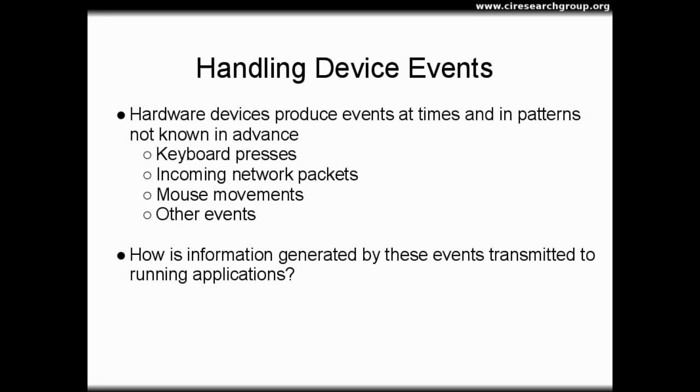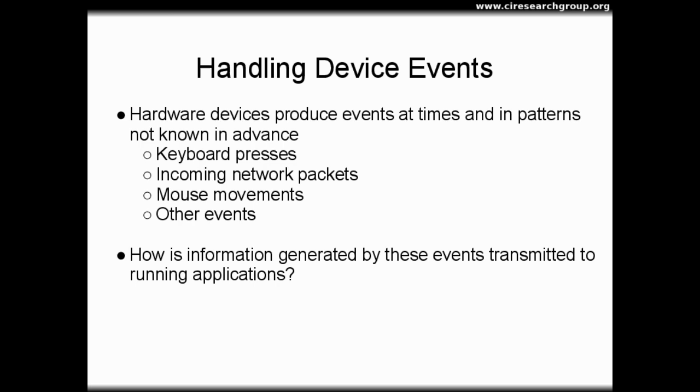When hardware devices on a computer produce events, we need some way of handling those events within the operating system and delivering them to applications. And hardware devices are going to produce events at times and in patterns that we don't know about in advance. For example, we don't know which keys the user is going to press on the keyboard until the user actually presses those keys. If a cat walks across the keyboard, we're going to see a completely different pattern of key presses from which we would expect to see with a human user.